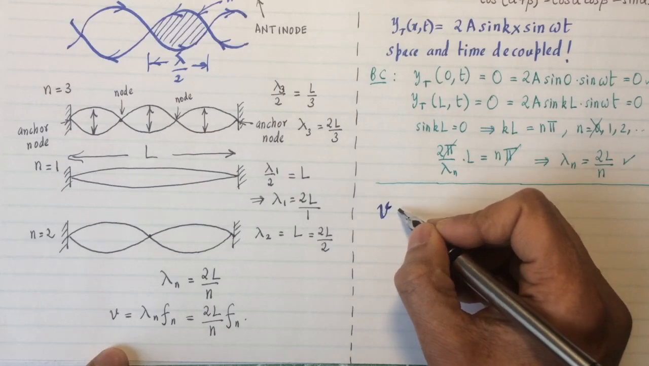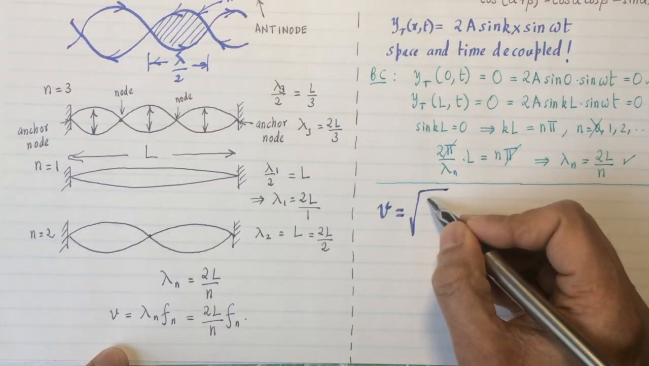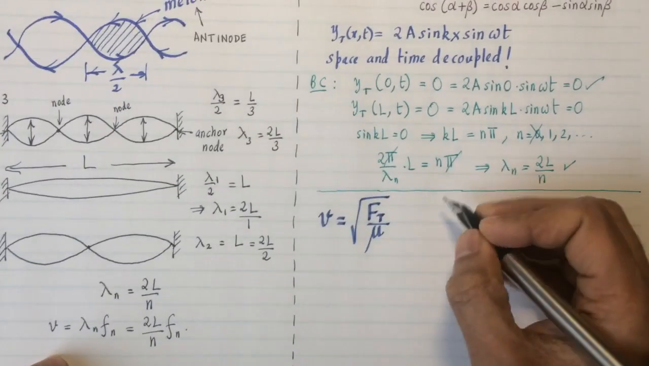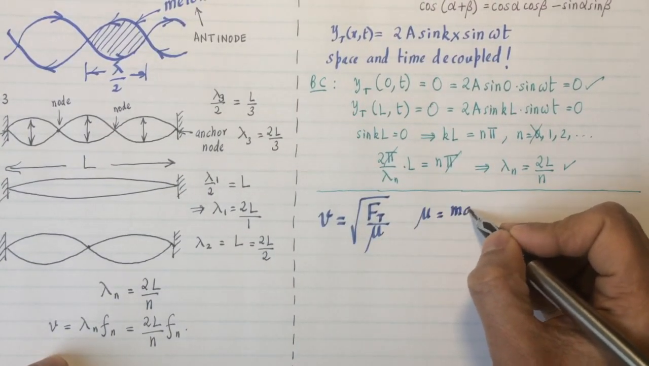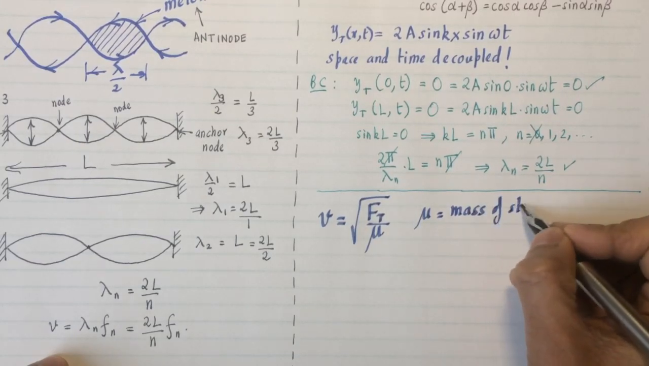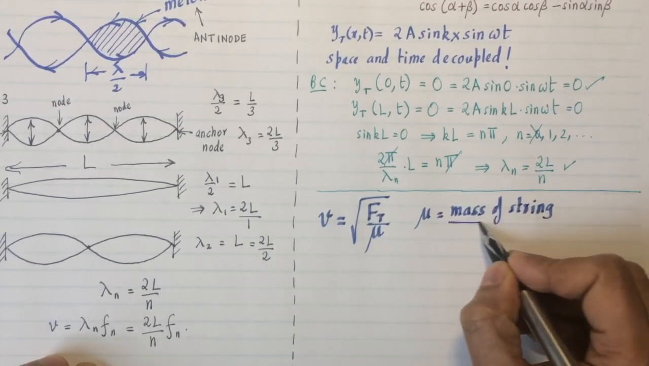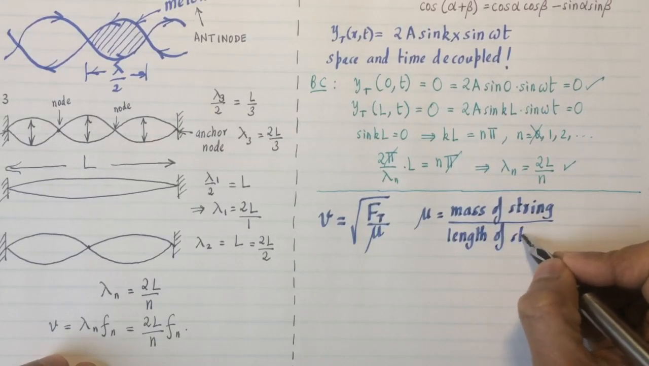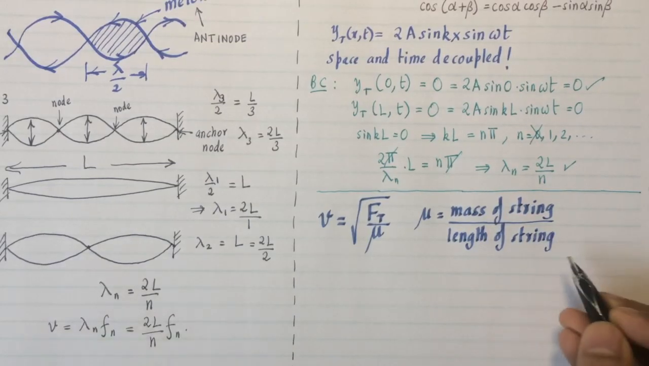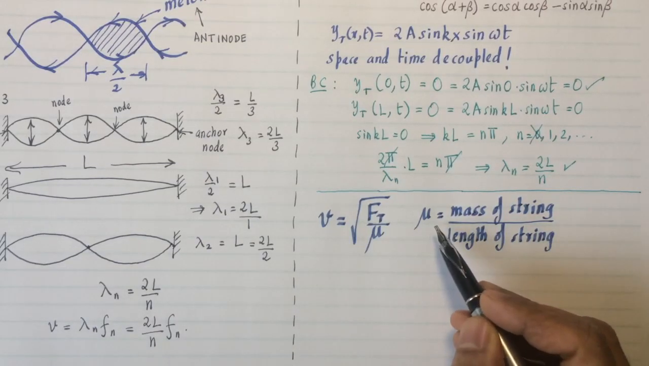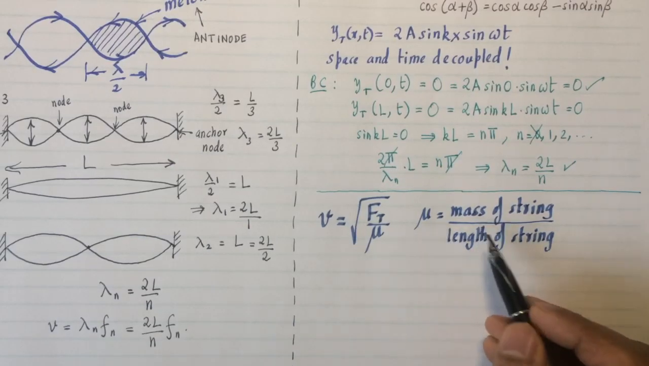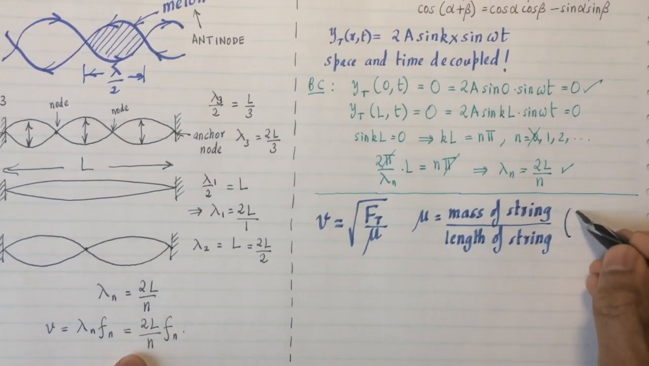The speed in a string that is stretched is given by the square root of the tension in the string divided by a quantity called mu, and mu is the mass of the string divided by the length of the string. I've been very careful in my previous theory to call the friction coefficient mu sub k or mu sub s, so please don't confuse this with friction coefficient. It's a completely different object. It's mass per unit length with units of kg per meter.